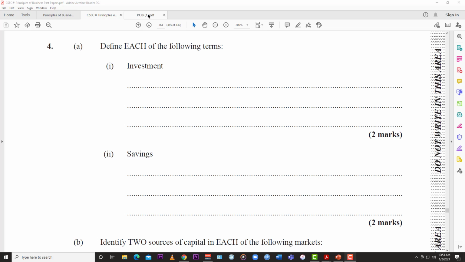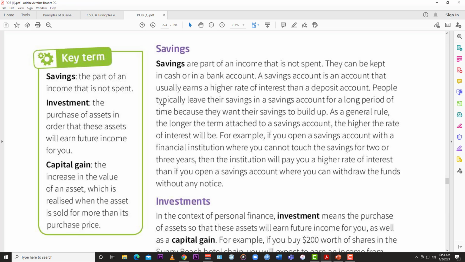We're going to go to the textbook, and we have a nice key section here that shows the definitions. Savings is the part of an income that is not spent. So your savings will be that part of your income that you don't spend, that part you put away, either in a bank account or somewhere else, not to be used. You do not consume it, you save it.